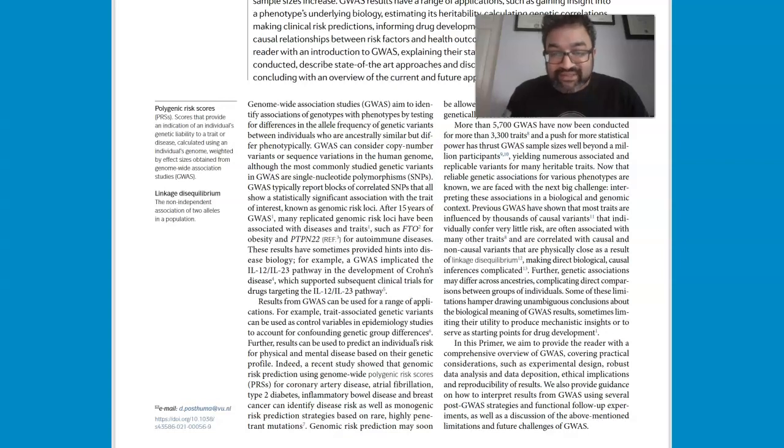Linkage disequilibrium is a concept that has been described many times. The idea is that previous GWAS have shown that most traits are influenced by thousands of causal variants that individually confer very little risk, and are often associated with many other traits, and are correlated with causal and non-causal variants that are physically close as a result of linkage disequilibrium, making direct biological causal inferences complicated. So even though they might not seem related causally, there are all of these linkages, and that's the linkage disequilibrium that we often face in GWAS.